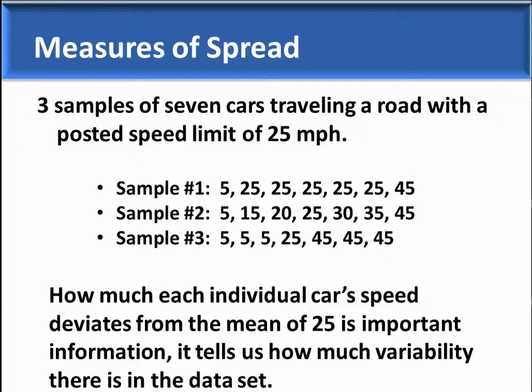And that's important because how much each individual car's speed deviates from this mean of 25 is important information. It tells how much variability there is in that data set. Again, these are very small samples, so by looking at them we can get a general feel for what the variability is, but if we were talking about very large data sets, we wouldn't be able to visually just look at that and see.